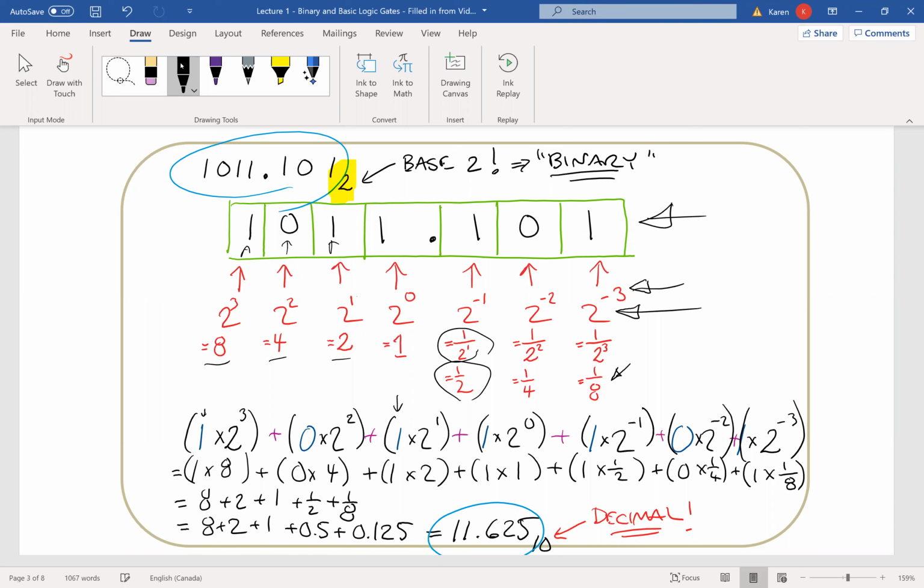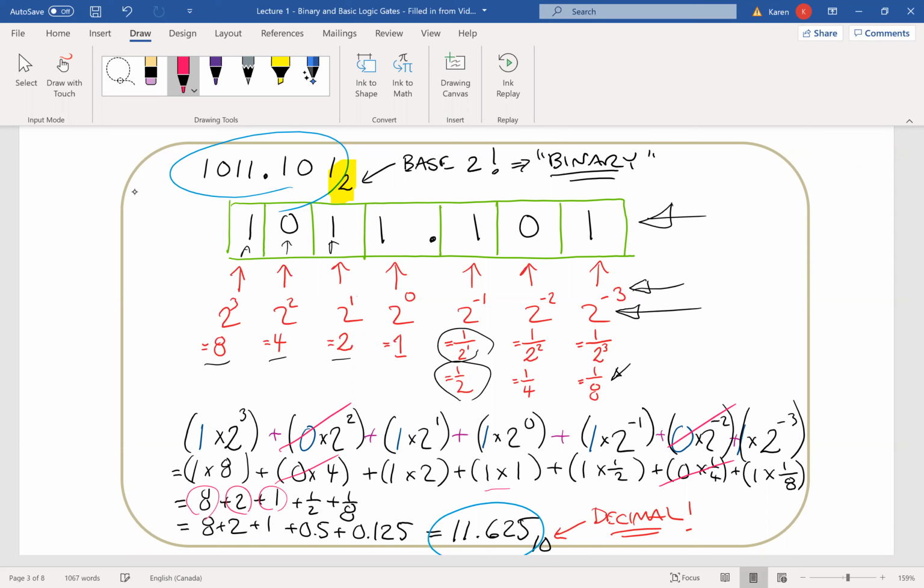Now you can see here that I could save a lot of time if I don't write down all of the terms that have zeros. So you can see, for example, that this whole term goes away. This whole term goes away. You don't have to write that down, but I'm illustrating to you how to do this math. So you go line by line, solve this math. 1 times 8 is 8, so there's the 8. 1 times 2 is 2, there's the 2. 1 times 1 is 1, there it is, etc.